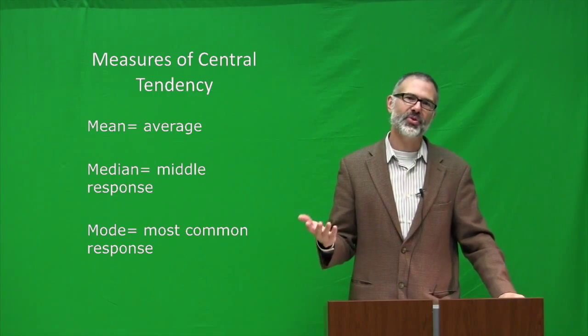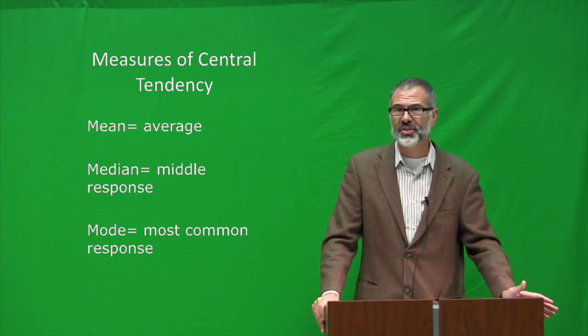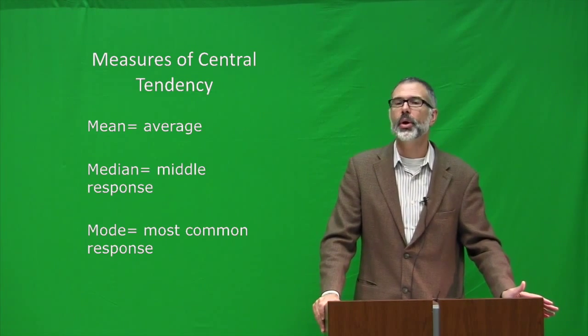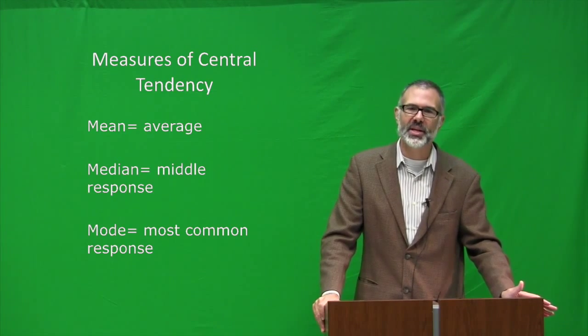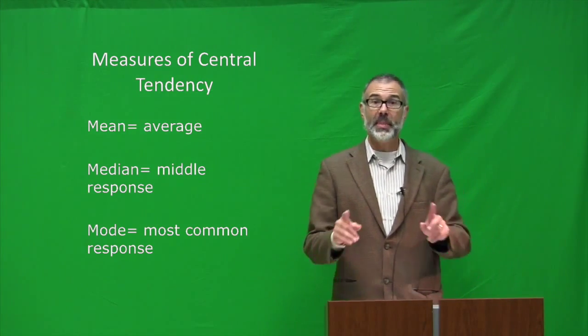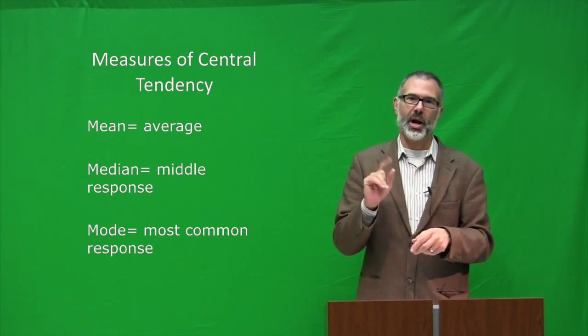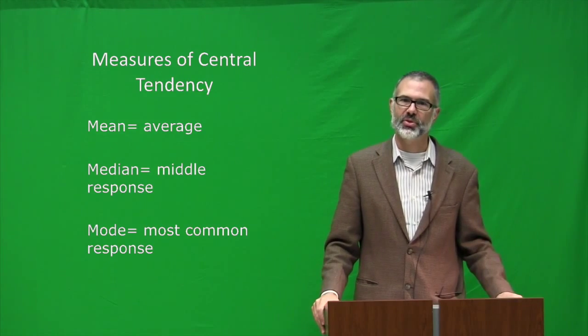A third form of measure of central tendency, and one that we don't actually use that often, but is sort of useful in some circumstances, is the mode. The mode is the most commonly endorsed measure. So the mean is the average, the median is the midpoint, and the mode is the most common. And those are the three primary measures of central tendency.